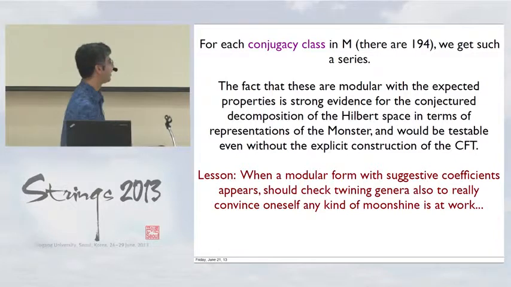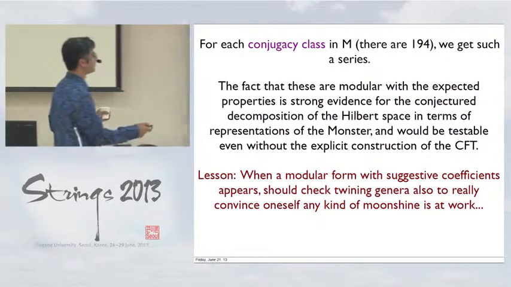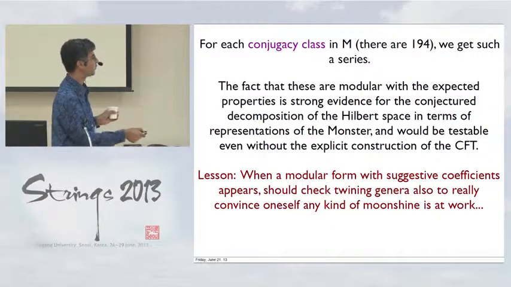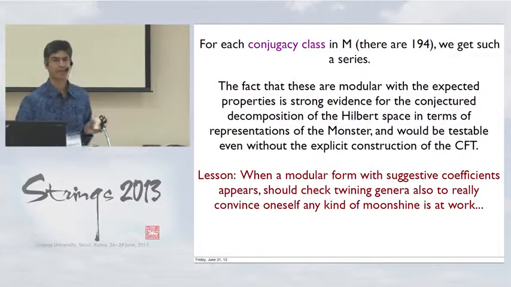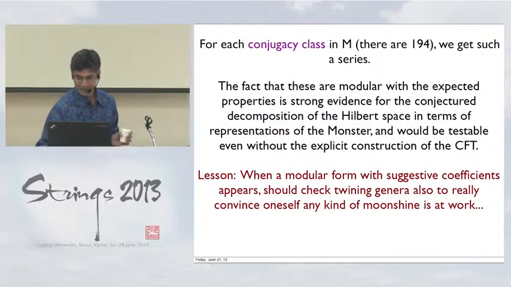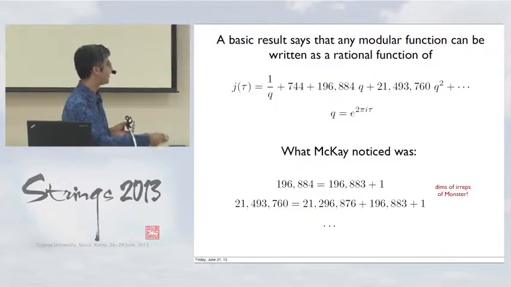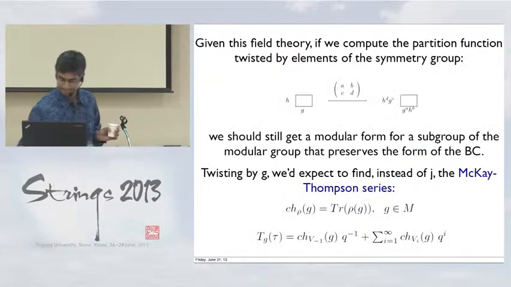The lesson is that when a modular form with suggestive coefficients appears, you should check these twisted partition functions, which I'll call twining genera to respect the notation in the literature, also to really convince yourself that some kind of moonshine is at work. I mean, of course, as physicists, these numbers are convincing enough, but mathematicians have psychological problems with that.